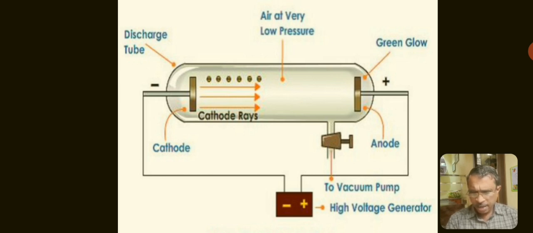In 1830, Michael Faraday showed that chemical changes occur when electricity is passed through an electrolyte. For example, when 96,000 coulombs of electricity is passed through molten sodium chloride, 1 mole of sodium is deposited at the cathode and half mole of chlorine gas is evolved at the anode. However, the real credit for the discovery of electrons goes to J.J. Thomson.